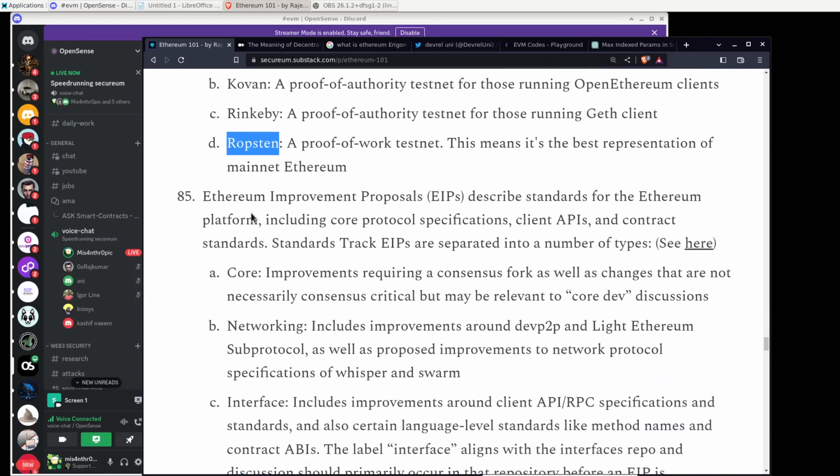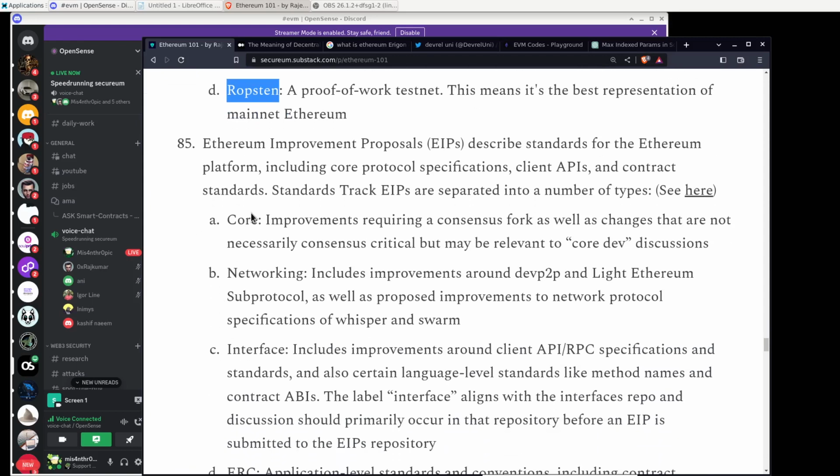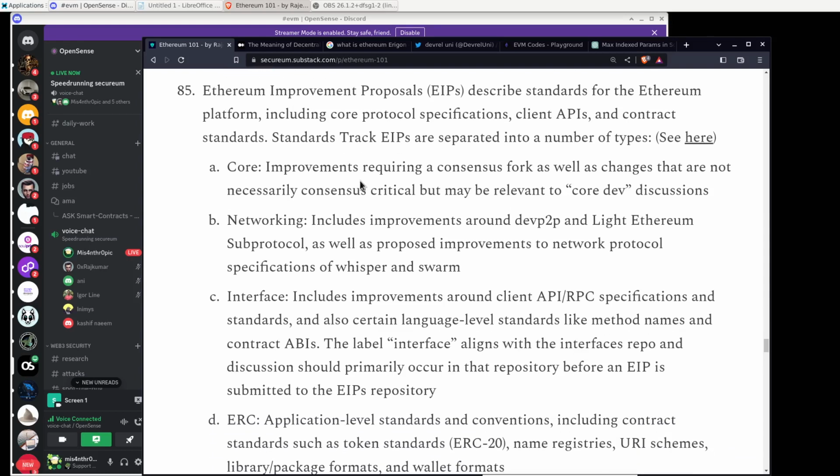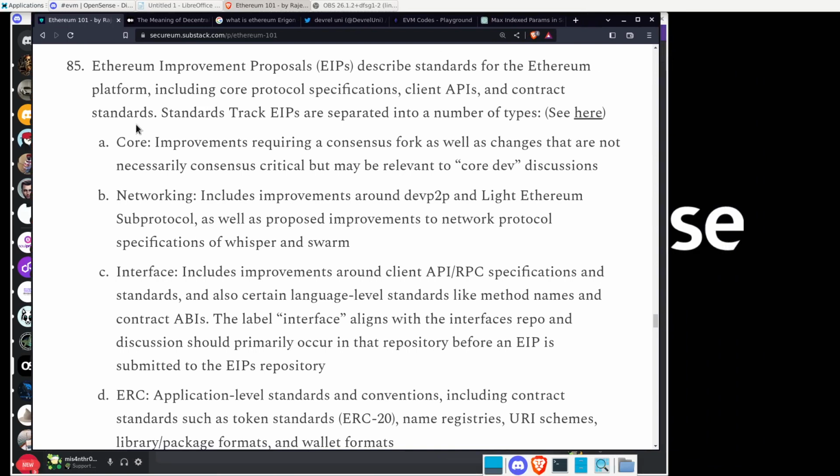Then we have EIPs, Ethereum Improvement Proposals, which are... what is the best way of explaining that? Exactly, it's an improvement proposal going over some aspect of the specification and adding or removing certain details or parts of the specification. So let's give it a read here. The Ethereum Improvement Proposal describes standards for the Ethereum platform, including core protocol specifications, client APIs, and contract standards. Standard track EIPs are separated into number types.